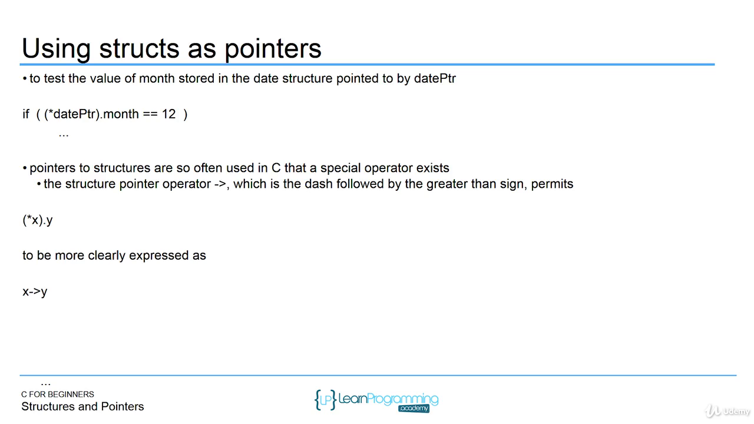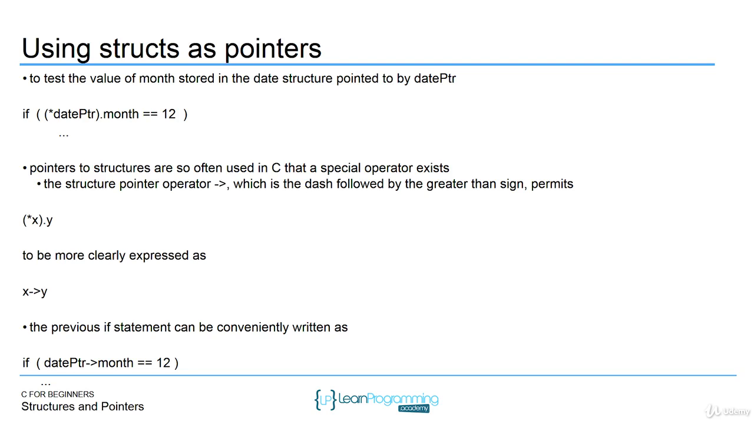So you're going to see this syntax all over the place. You're not going to see the parentheses and the dereference. It's perfectly valid, but you're typing in more characters. It's much more efficient to just say x dash greater than y. So the previous if statement up here, instead of dereferencing inside the parentheses, all you have to do is say if date pointer dash greater than month.